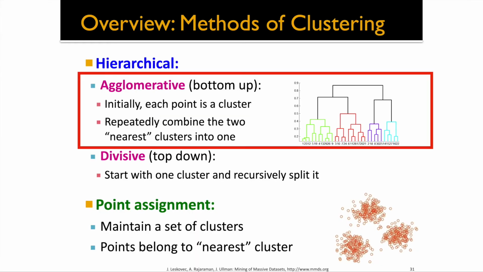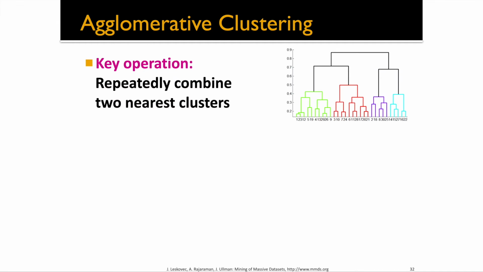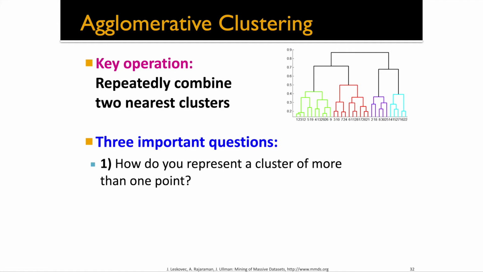So first, we'll talk about agglomerative clustering. The key idea here is to repeatedly combine the nearest clusters. So at every pass through our data, we'll identify two clusters that are closest to each other, merge those two clusters, and then repeat the process. So to do this, we have three questions that we need to answer. First is, how do we represent a cluster if it has more than one point? So a cluster of only one point, it's just one point, right?